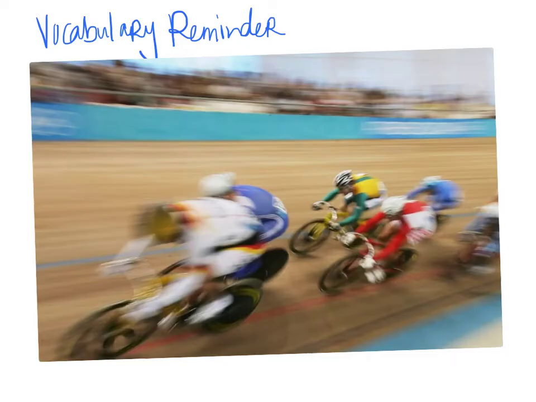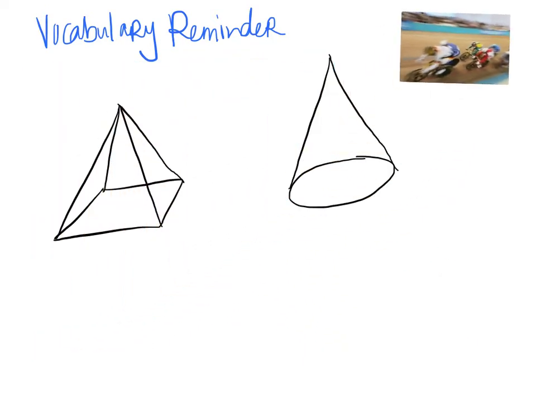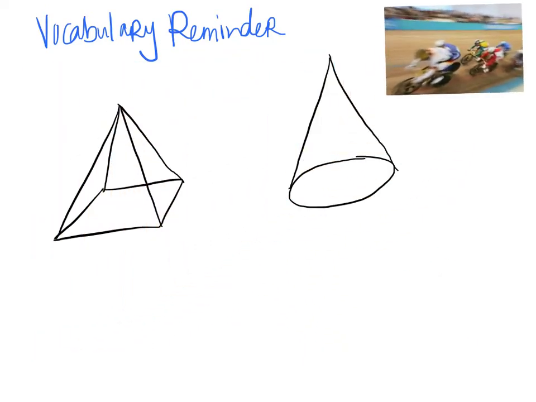As we're racing through our unit, get it? Racing through our unit, I wanted to take a minute to remind you of some important vocabulary. So let's move our racers out of the way, and please copy this square pyramid and this cone.